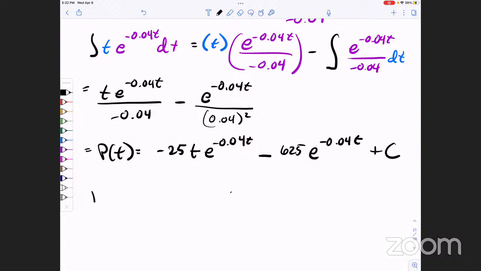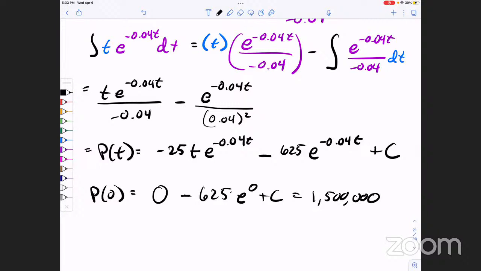So we know that P of 0, the first term is going to be 0, so we can just let that go because this guy forces it to be 0. And then we plug 0 into the second term, get this 625 e to the power of 0 plus C equals 1,500,000. Okay. So then that's gone. So then we add 625. So then it looks like C is 1 million.